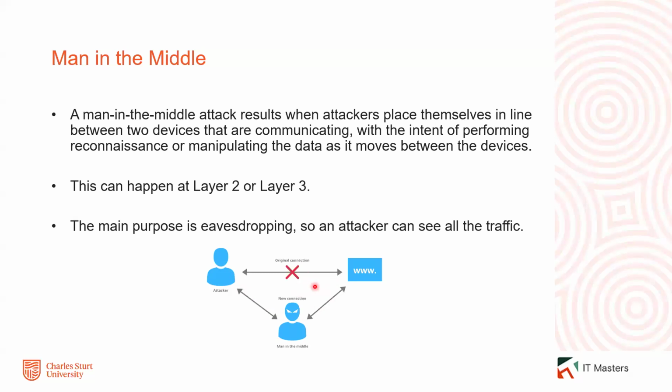Once you're inserted inside and you've got access to that communication stream, there's many things that you can do. And this can be done at either layer 2 or layer 3, so either switching or routing. The main purpose, though, is just so that the attacker, the man in the middle, can see as much traffic as they want.